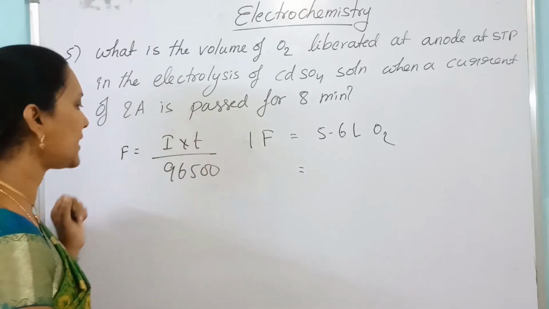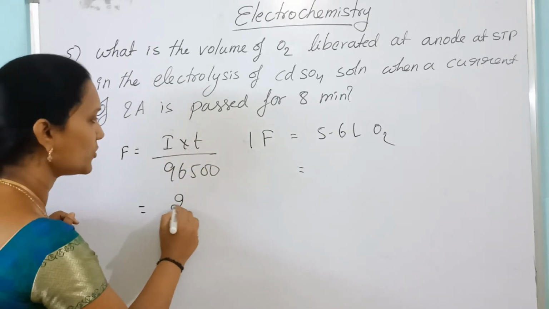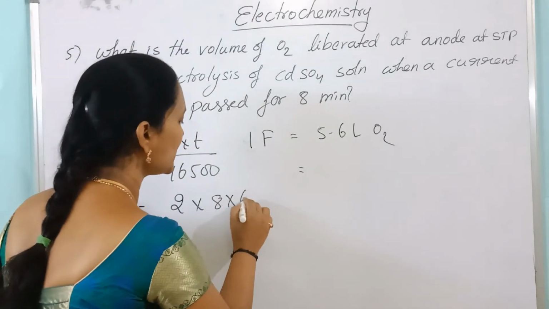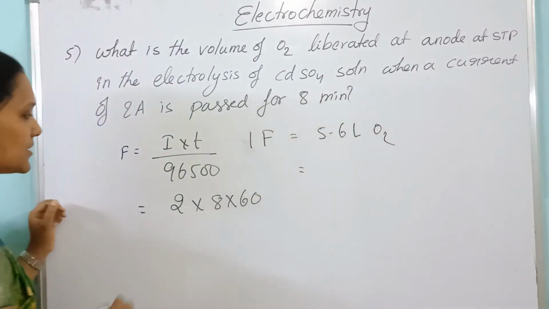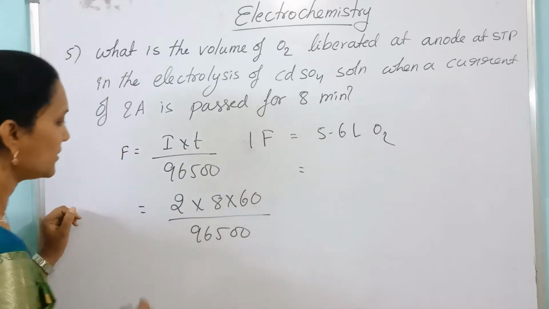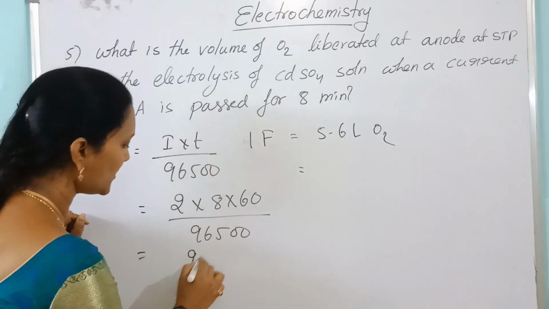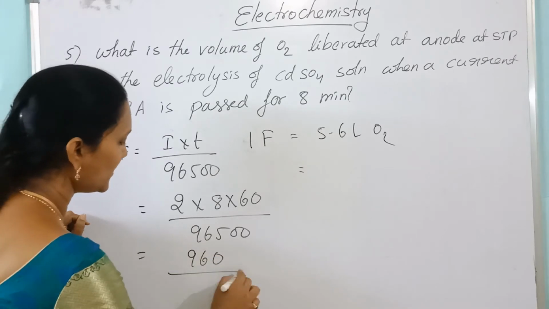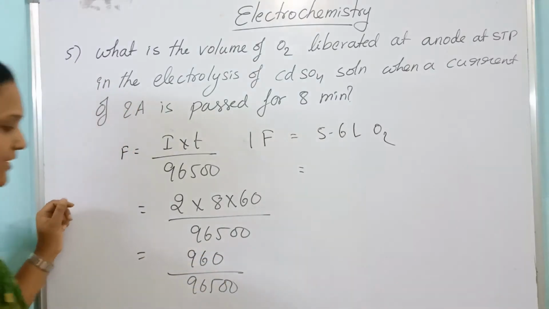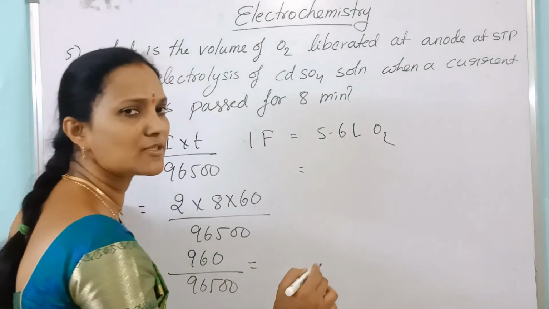I into T by 96,500. I is 2 amperes. T in seconds, minutes given, 8 into 60, by 96,500. Okay, now it is 96 by 96,500. Nothing but it is nearly 0.009.